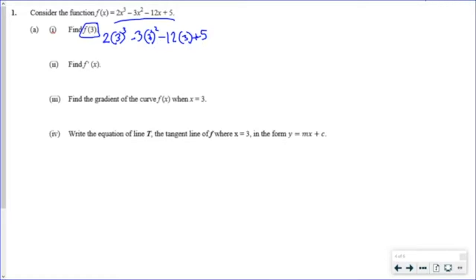Okay, let me get my calculator, because you know math is difficult. So let's see. It says 2 times 3 cubed minus 3 times 3 squared minus 12 times 3 plus 5. Okay, and I get negative 4. That gives me negative 4. I'm going to go ahead and write negative 4 right here, f of 3 equals negative 4. Boom.